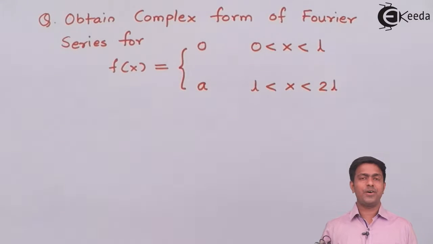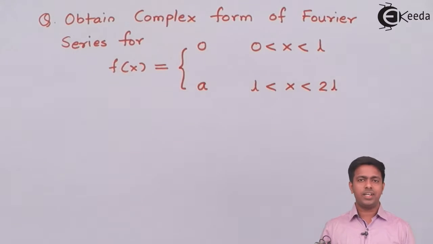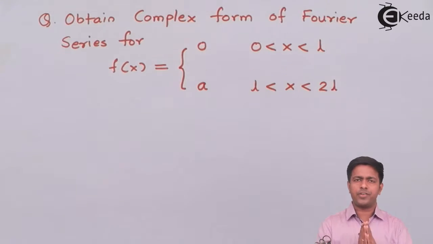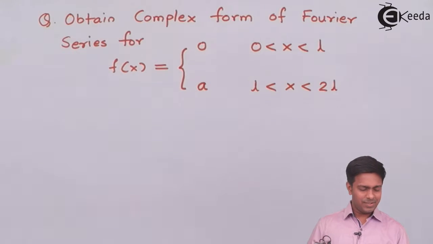So here we have to find out the complex form of Fourier series for f of x, where the value of f of x is 0 in the range 0 to L and the value of f of x is a in the interval L to 2L. Now guys, how to get that value? So let me tell you that if I want to find out the complex form of Fourier series, the basic formula of complex form of Fourier series is gonna remain same. I'm sure that you have watched my previous videos where I've covered the different formulae which are required to find out the complex form of Fourier series. So guys, let's use that formula over here and let's find out the complex form of Fourier series for this f of x.